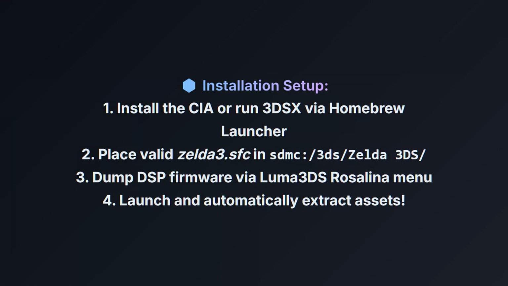Users simply install the compiled CIA package or run the 3DSX through Homebrew Launcher, place their unheadered USA SNES ROM under the designated directory on their SD card, and dump their console DSP firmware using Luma3DS Rosalina. Upon first boot, the engine validates the ROM, builds the assets file locally, and launches you directly into Hyrule.